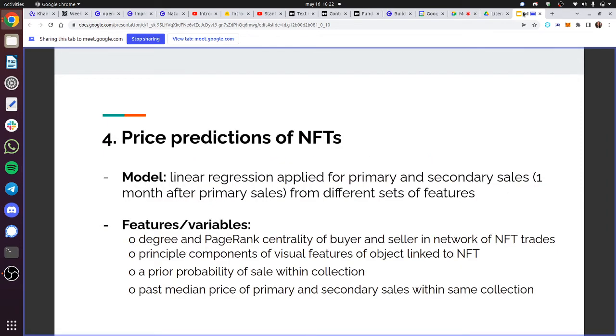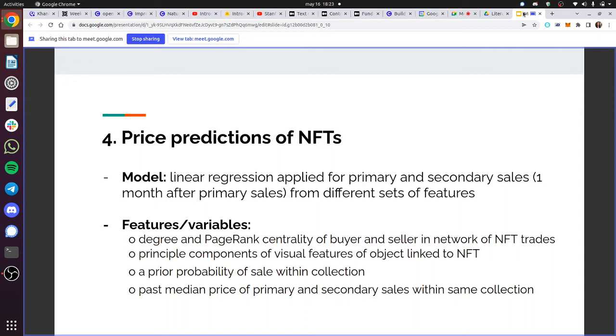And lastly, they have the price predictions. They use basically the basic model, linear regression, for the primary and the secondary sales. They apply the secondary sales, which means 1 month after the primary sales, and they show that it's more efficient if they use the preceding data from the primary sales rather than just pick up sales for a longer period.